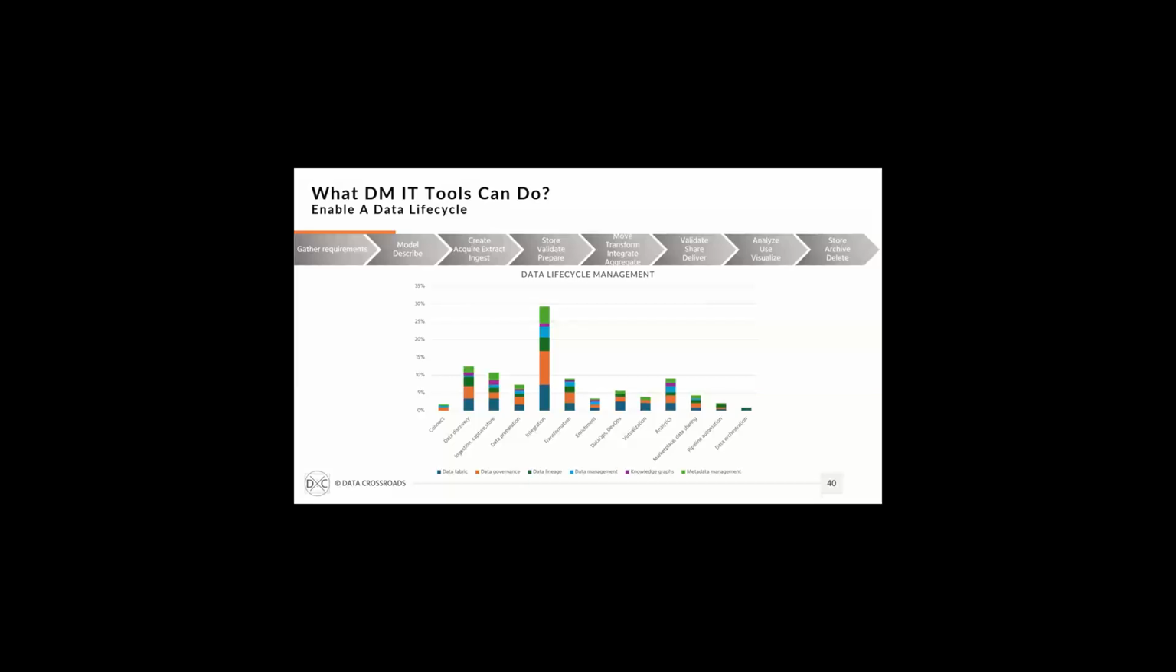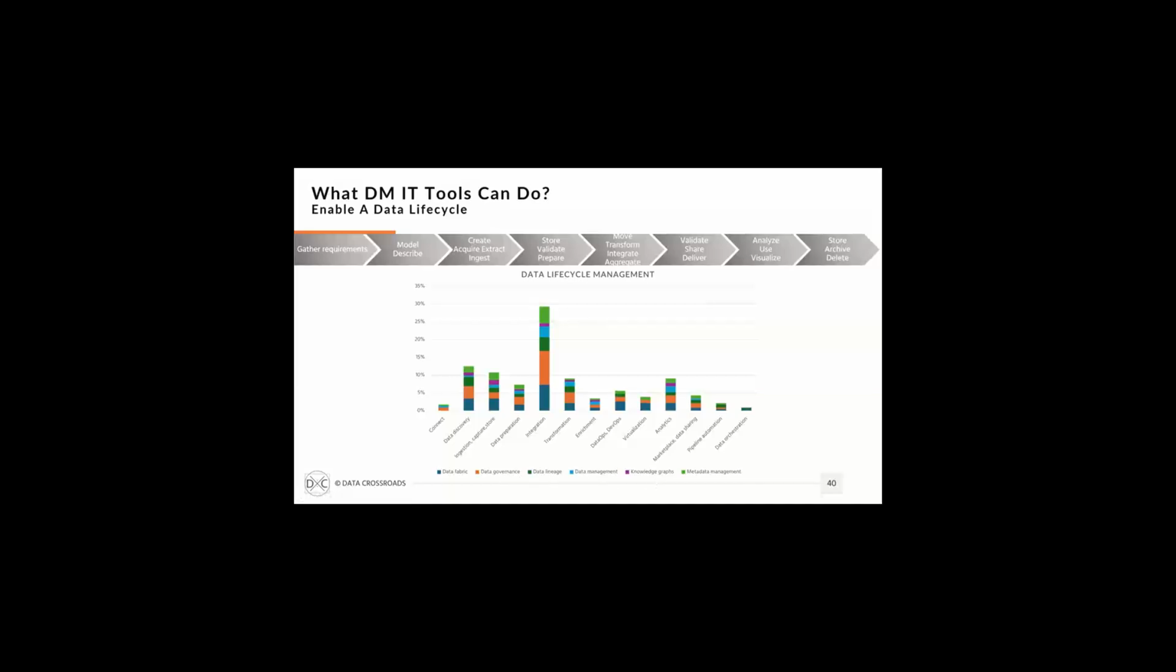Let me summarize what existing data management tools can do. First of all, they can and must enable multiple data lifecycle stages. At the top of the slide, you see the common lifecycle steps. And at the bottom of the slide, you see the corresponding capabilities provided by suppliers. So you can see that solutions with quite different labels provide this functionality. So you can see at the low level, data fabric, data governance, data lineage, data management, knowledge graph.